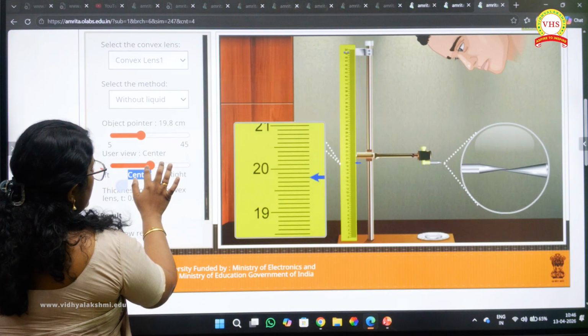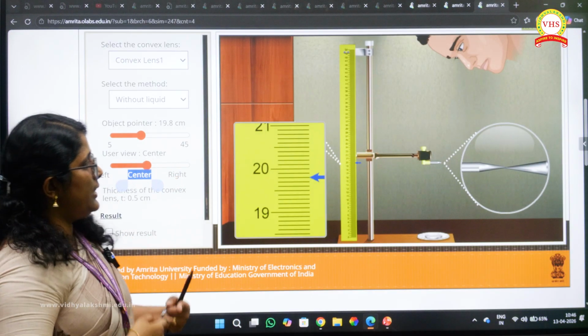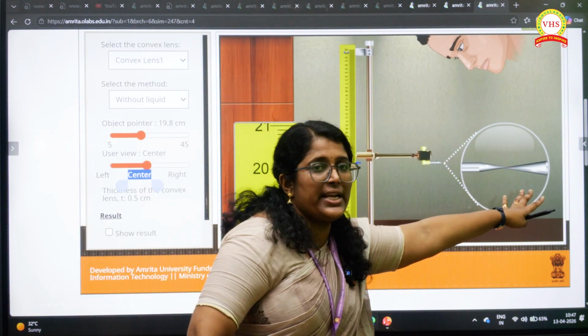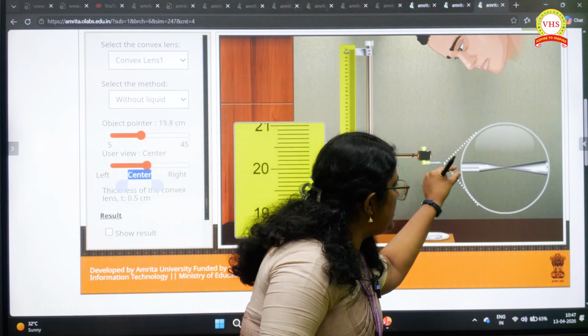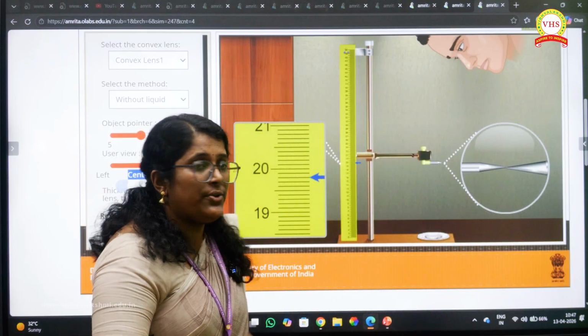Adjust that so that they are in the same line. They are approximately in the same line, right? Next thing, their size is different. One is small, one is bigger. That also you have to adjust.